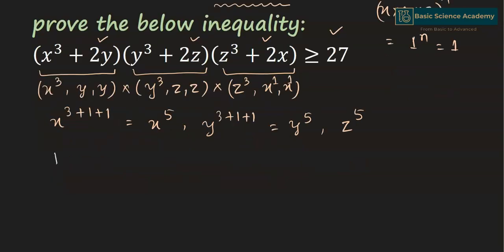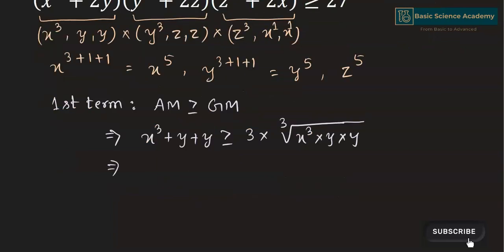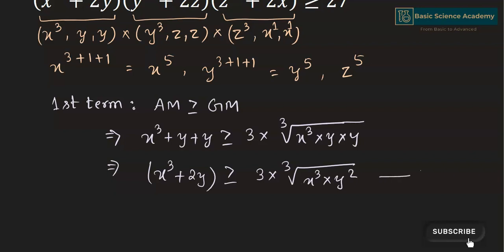For the first term, we have the arithmetic mean is greater than or equal to the geometric mean, which gives x to the power of 3 plus y plus y is greater than or equal to 3 multiplied by the cube root of x to the power of 3 multiplied by y, which equals x to the power of 3 plus 2y is greater than or equal to 3 multiplied by the cube root of x to the power of 3 multiplied by y square. This is our first equation.